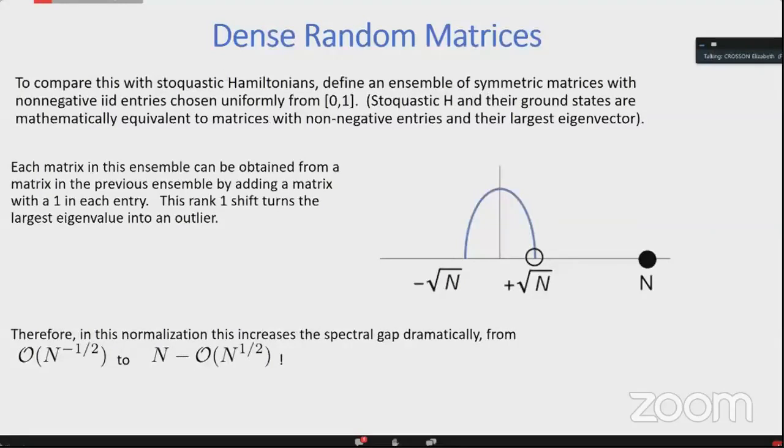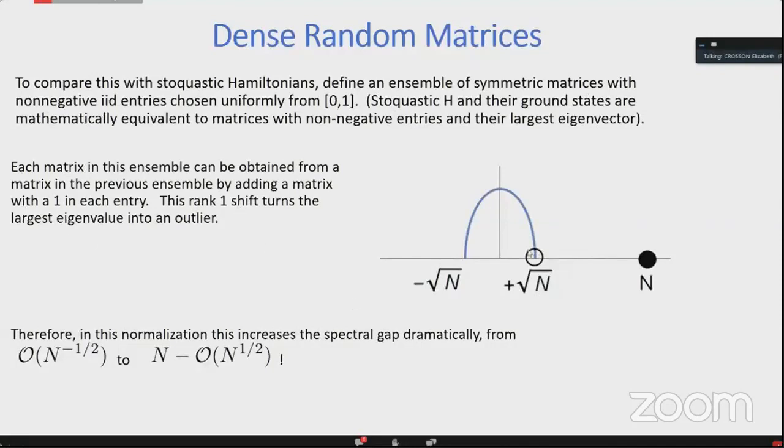So consider an ensemble of symmetric matrices with non-negative IID entries, say chosen uniformly from the interval 0 to 1. And this should be mathematically equivalent. These matrices with non-negative entries and their largest eigenvector are directly related to a stochastic Hamiltonian and its ground state, just a shift and rescaling. So basically the point is that each matrix in this new ensemble of non-negative matrices can be obtained from a matrix in the previous ensemble by adding a matrix that has a 1 in every entry. And this matrix that we're adding has a single huge eigenvalue of n, and all of its other eigenvalues are 0. It's a rank 1 matrix.